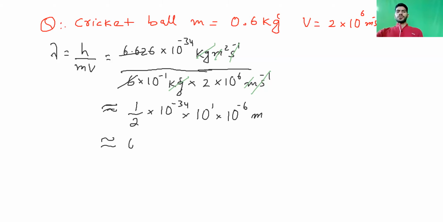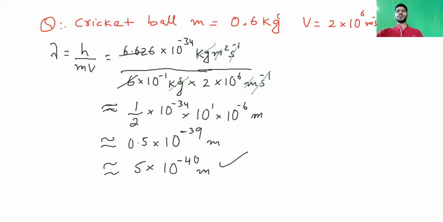So 1 by 2, that is 0.5 into 10 to the power. Now tell me, it is 10 to the power minus 34 and it is 10 to the power plus 1. So it will be 10 to the power minus 33. And minus 33 and minus 6, so that is minus 39. Got it? So you can just take this approximate as 5 into 10 to the power minus 40. Got it? Have you got it? This is the approximate answer which you will get here.